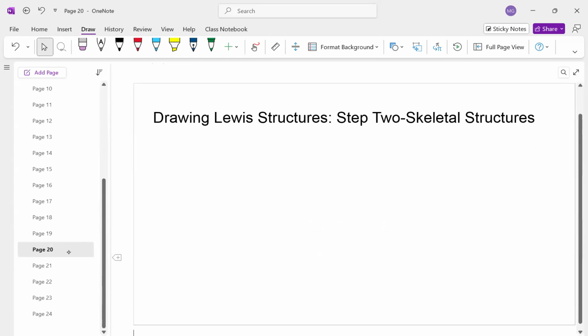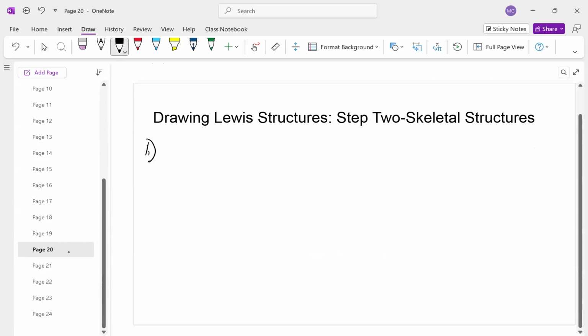Step two, we're going to put together a skeleton. We're not going to draw any bonds. We're not even going to draw any electrons. We're just going to try to not guess, but use some guidelines to help us put the atoms in order. So I'm going to give you a series of guidelines, and this will come with a lot of experience in recognizing these things.